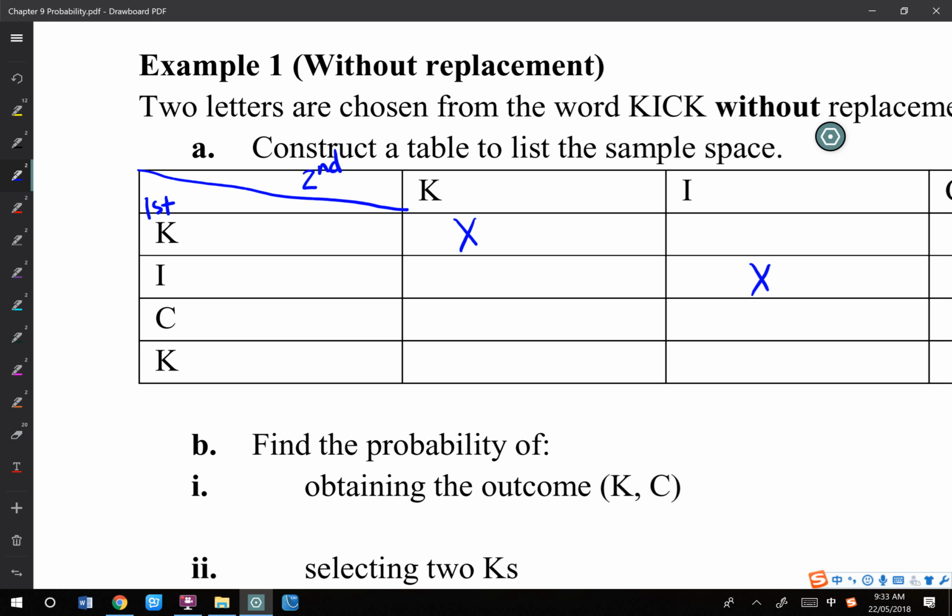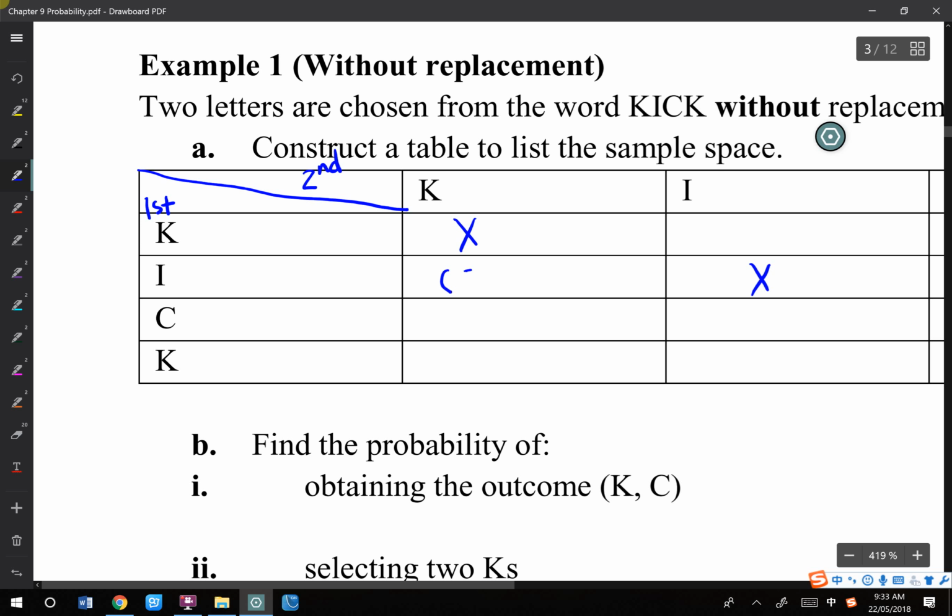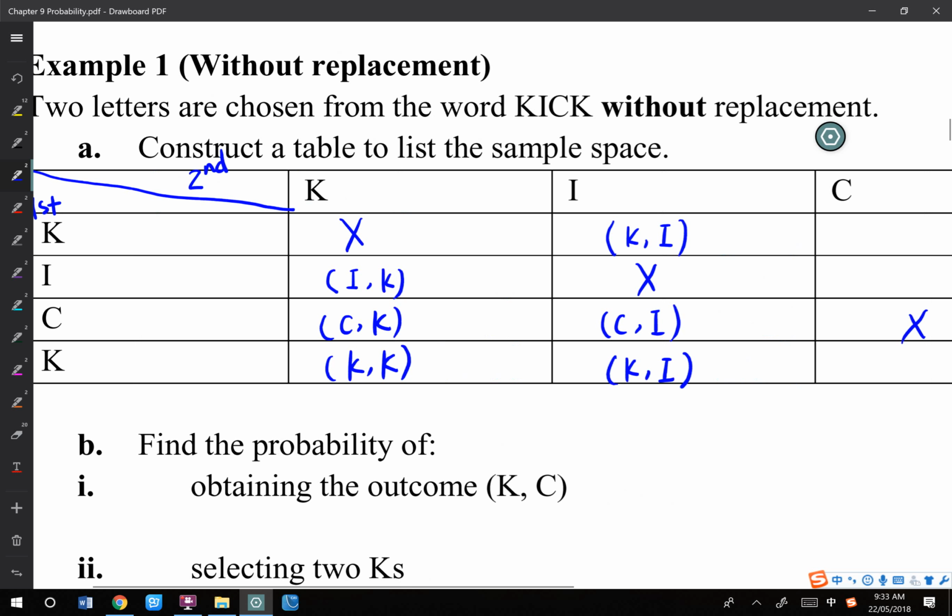You can do it the other way around. But for example, the one I did here, I write my results. I will write IK, CK, and KK. So the column always needs to be the first element. For this one, it will be the same: KI, CI, and KI. So it's always the first to pick the column and then the row.